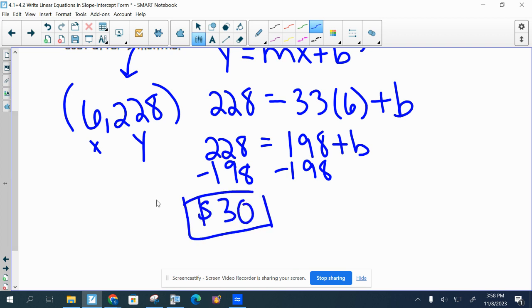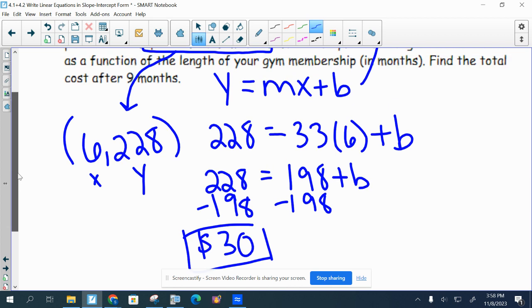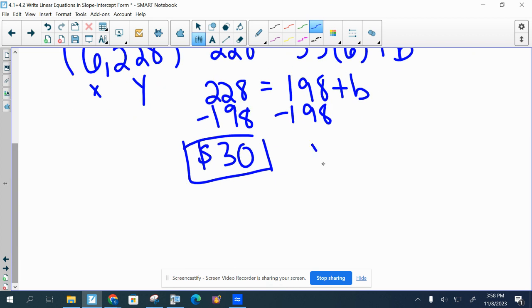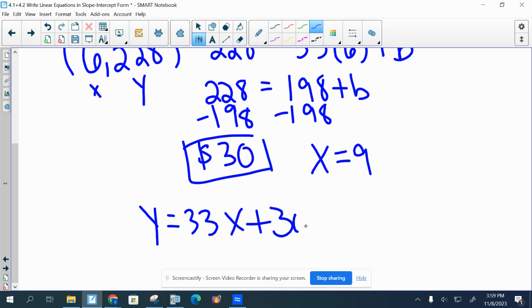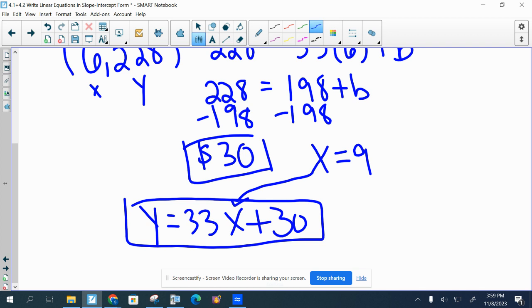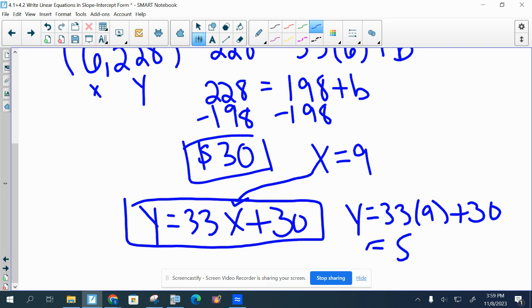Now it also asks to find the total cost after 9 months. So that means x would be equal to 9. Also, we do need to write the equation. I almost forgot. So y equals 33x plus 30. Because then if we know that x is 9 months, you can plug 9 in for x. So y equals 33 times 9 plus 30. And that would be equal to $327.